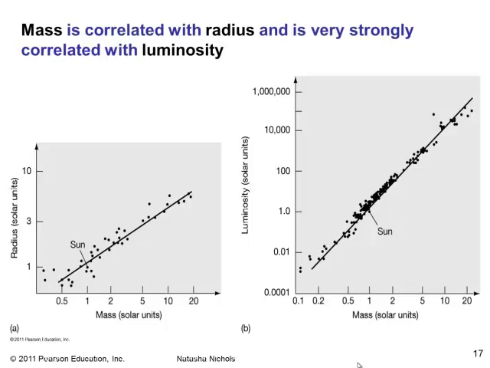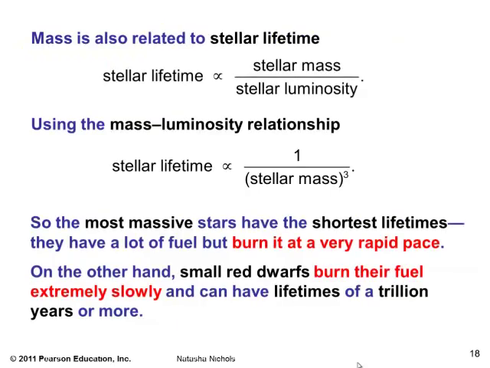Now, a good question would be, why is this happening? And the answer is stellar lifetime. There's a big relationship between mass and the lifetime of the star. And we can describe that in a very simple mathematical expression. Stellar lifetime is proportional to 1 over the stellar mass cubed.